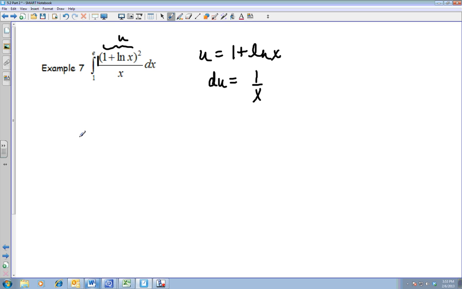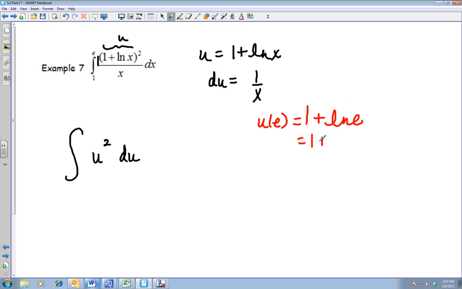So now I'm going to rewrite this. It's u squared du. Let's find our new upper and lower limits. So I have u of e, which is weird, but e is just a number. That's okay. I'm going to plug e in. 1 plus the natural log of e. Well, one thing that you should remember is that the natural log of e is always 1. So now I have 1 plus 1, 2. So my upper limit is 2.